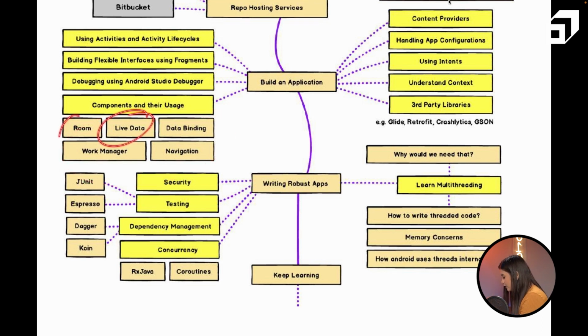These are LiveData, Room, JUnit, Dagger, Koin. These are even more advanced concepts, like WorkManager and all. These are very significant, I would say. Once you start your journey, these will come at the end when you are becoming an advanced app developer. Then you will automatically be learning all these things.